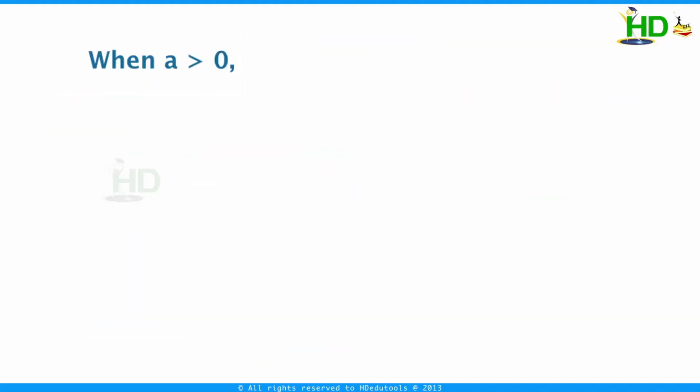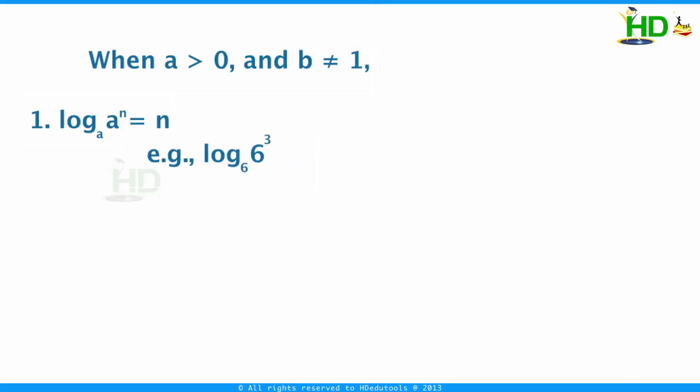When a is greater than 0 and a not equal to 1, log of a power n base a is equal to n. For example, if I take log 6 power 3 base 6, let us consider this is equal to x. Then you can write 6 power 3 equals 6 power x. Therefore, x equals 3.